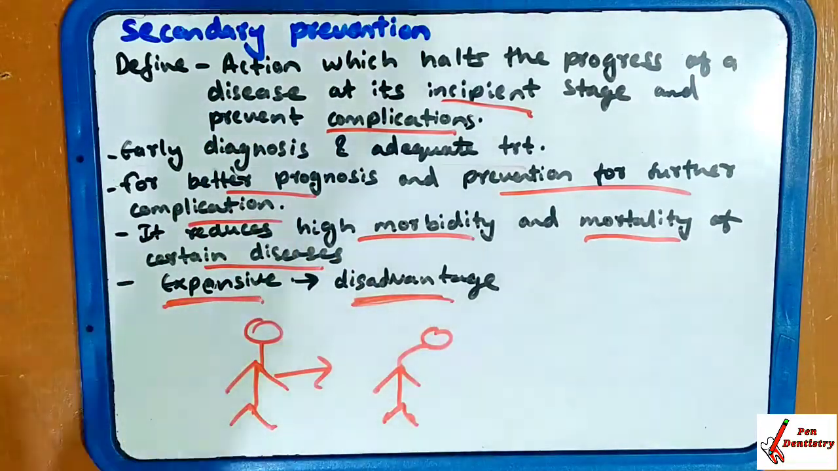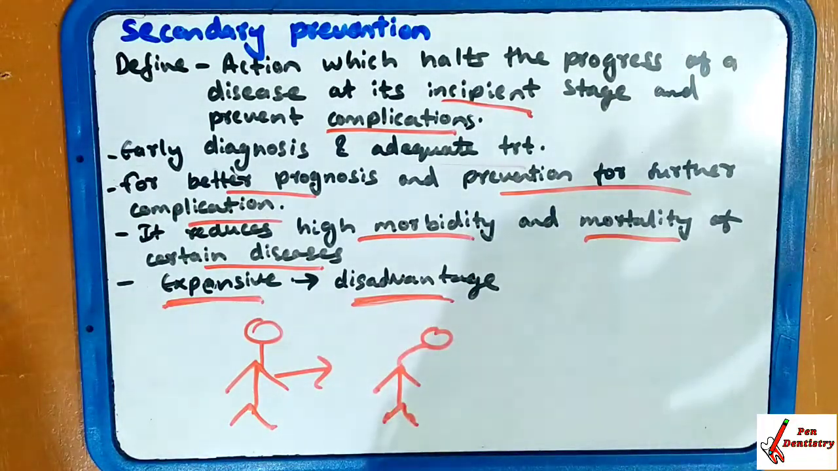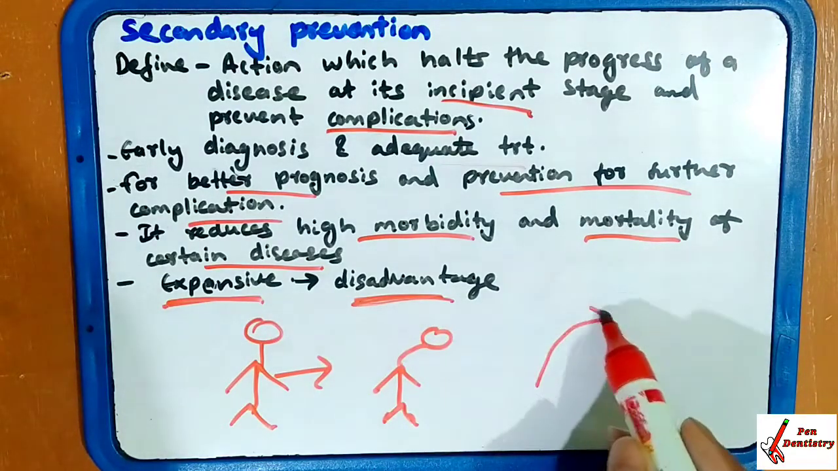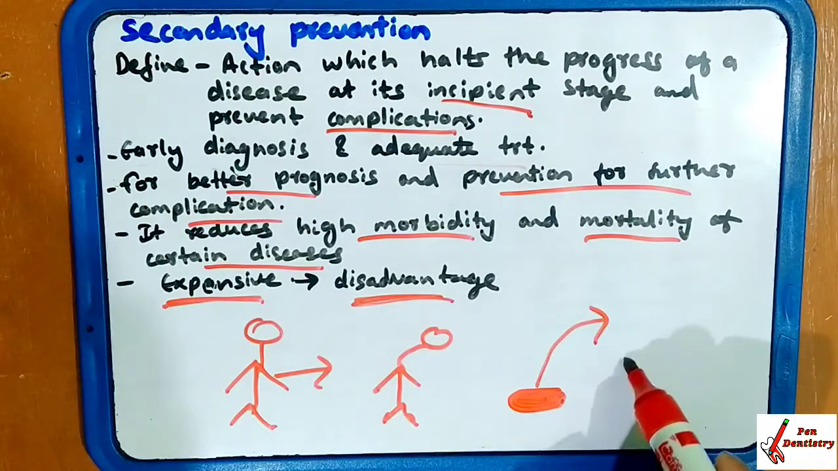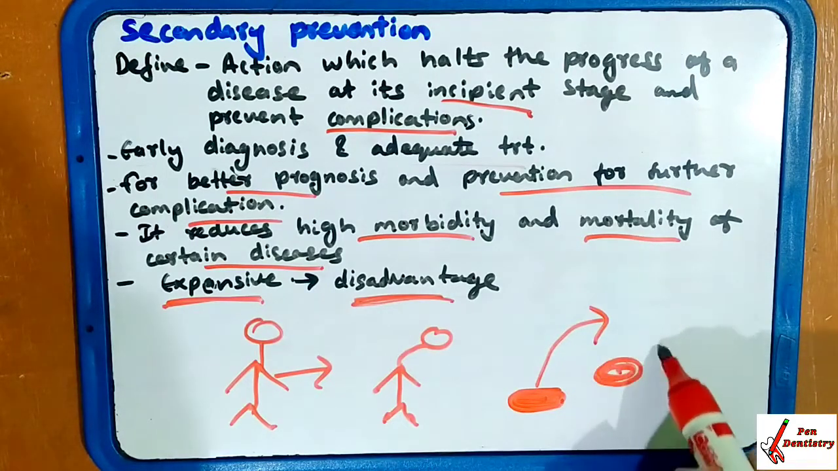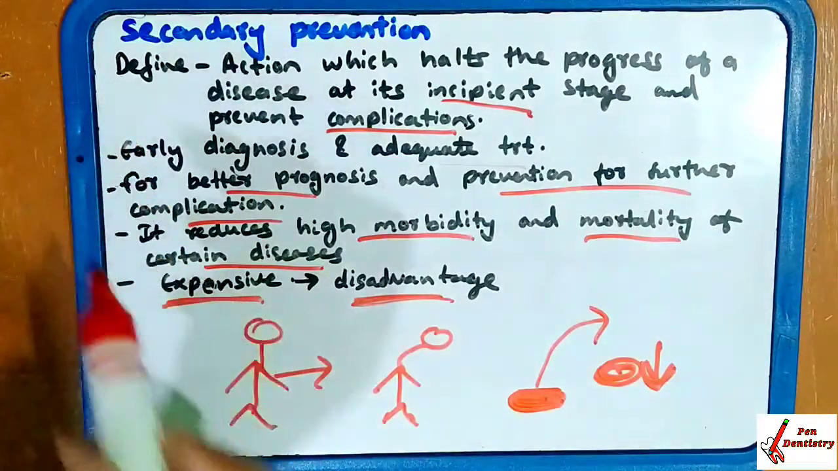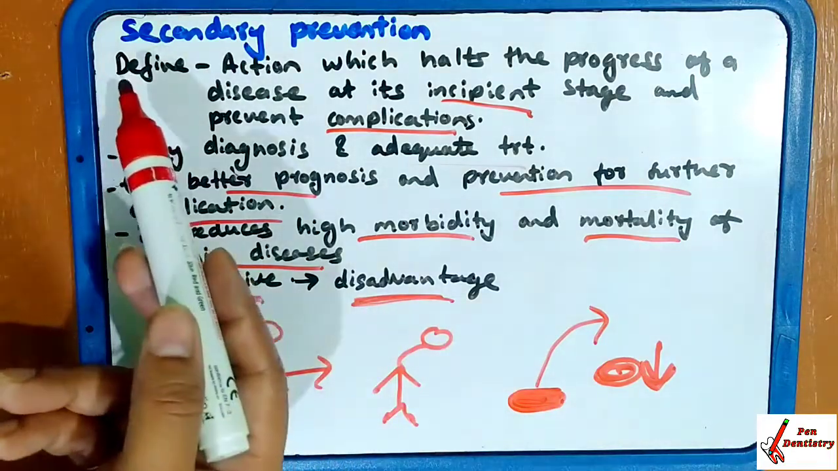In primary prevention, you are going to prevent the disease. That means you are going to stop the occurrence of the disease, so the disease will not occur from the base, from the origin. After that, if the disease has occurred, you are going to suppress the disease. You use medication, therapy, chemotherapy, whatever procedure. These are done under secondary prevention.